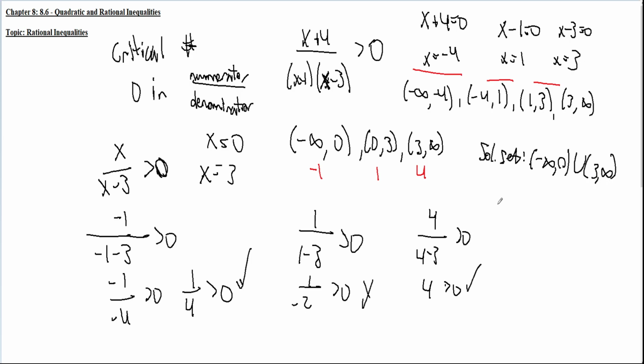And so if you were to set this up on a number line, what it would look like is, you have 0 right here, and you have 3 right here. Make sure to put just your parentheses because neither 0 or 3 are included. And then you just make sure that you emphasize that you're looking at the solutions that go in this direction, and then the solutions that go in this direction.